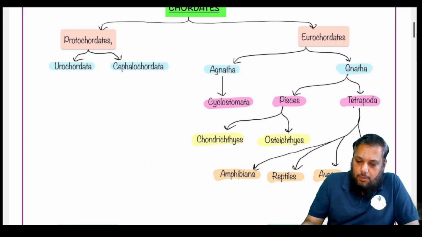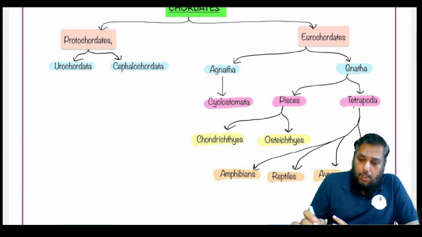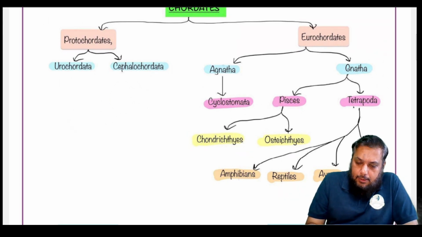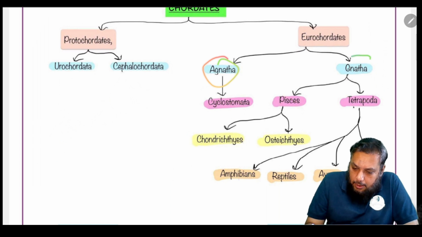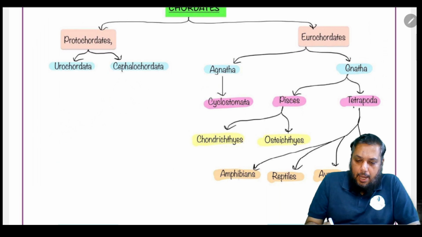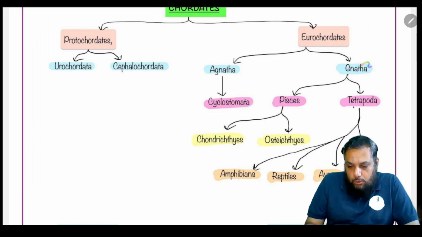Now, the true chordates are the ones in which the notochord is replaced by the vertebral column. They are divided into two groups, that is agnatha and gnathostomata. Agnatha means without jaws, and they have only one class, that is cyclostomata. Gnathostomata, that is with jaws.